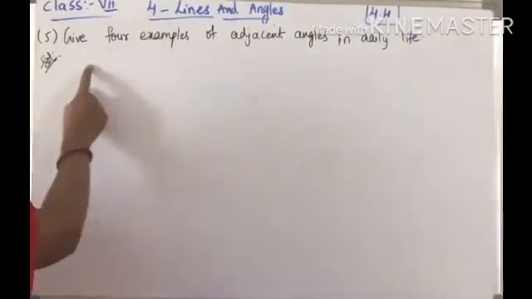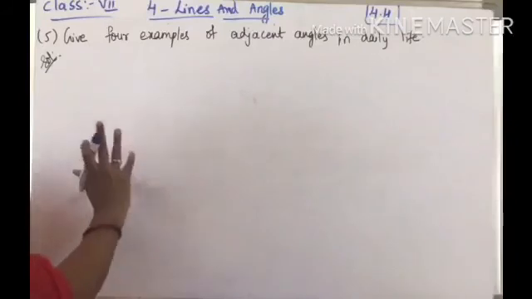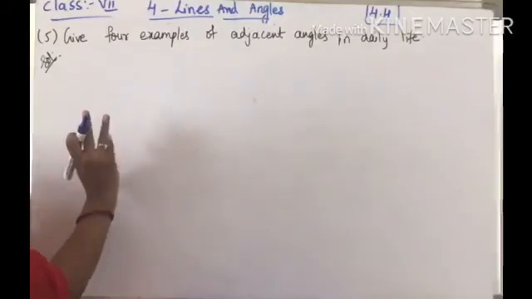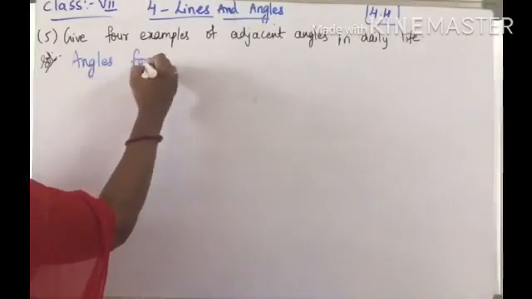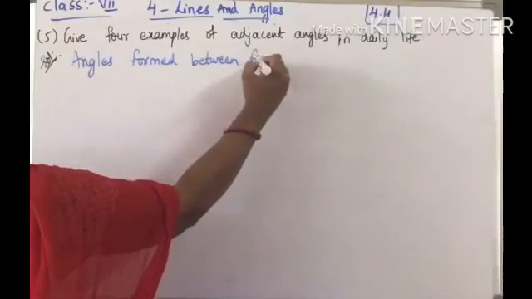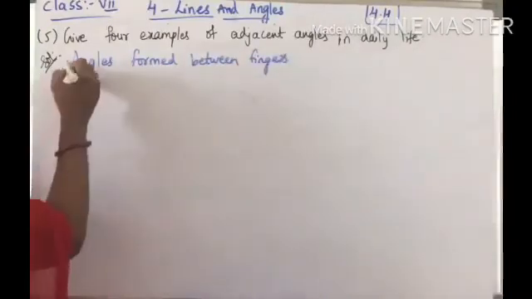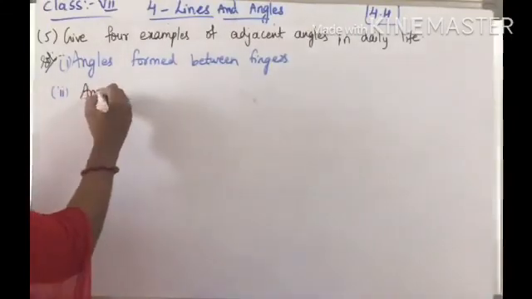Fifth question. Give 4 examples of adjacent angles in your daily life. So you can write your own examples, children. See, in our fingers also you are going to get adjacent angles. So angles formed between fingers, isn't it? Also angles formed in the spokes of a cycle, that you can write. Next, angle between door and the wall.